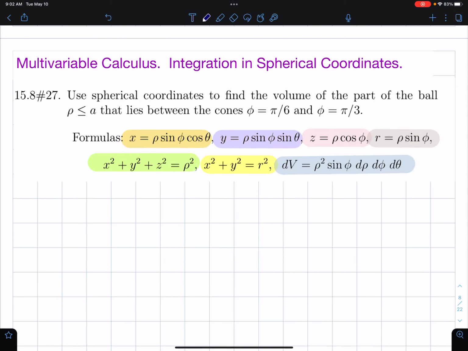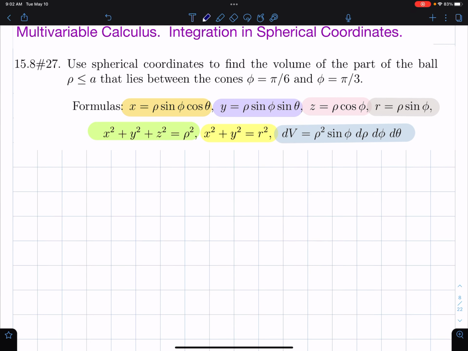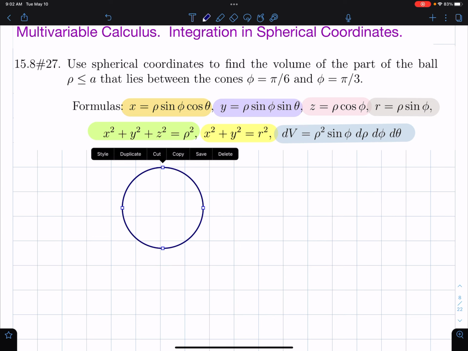Hello everyone, let's check out this classic multivariable calculus problem. We're going to use spherical coordinates to find the volume of the part of the ball with spherical radius A that lies between the cones phi equals pi over 6 and phi equals pi over 3. What? Let's try to figure that out. What's that all about?